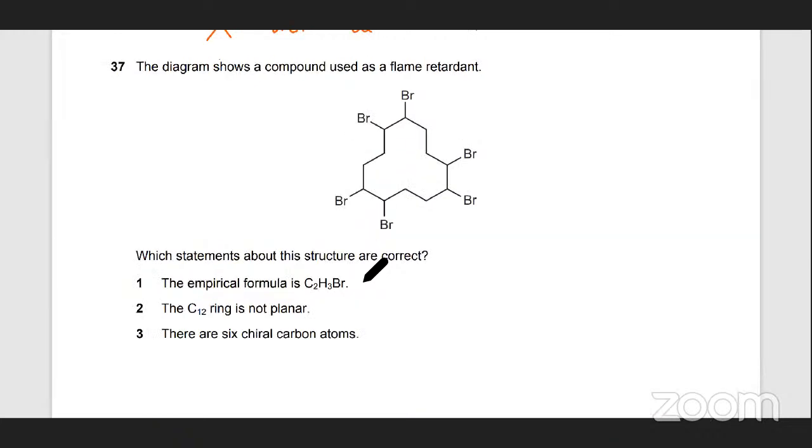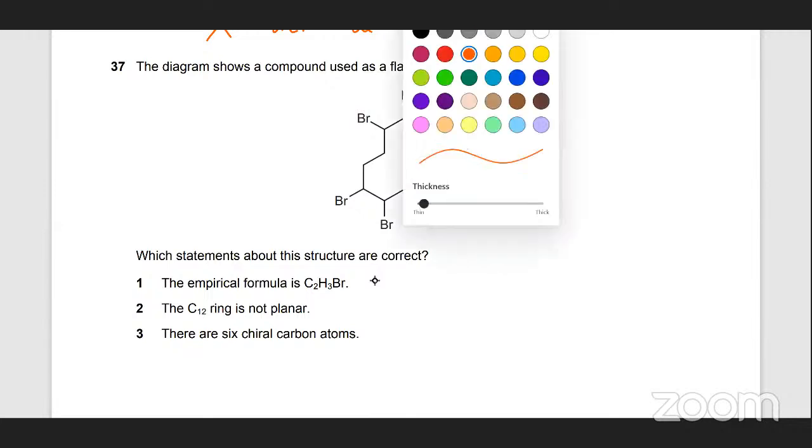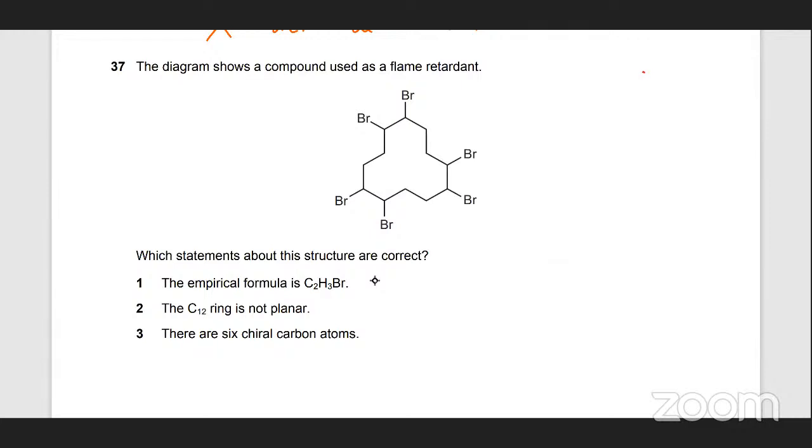The diagram shows a compound used as a flame retardant. Which statement and structure are correct? The empirical formula, just try and figure out the empirical formula very quickly. The skeletal formula is given. So these are your carbon atoms. That's 1, 2, 3, 4, 5, 6, 7, 8, 9, 10, 11, and 12. So you've got 12 carbons. You can count the bromines. That's 6.